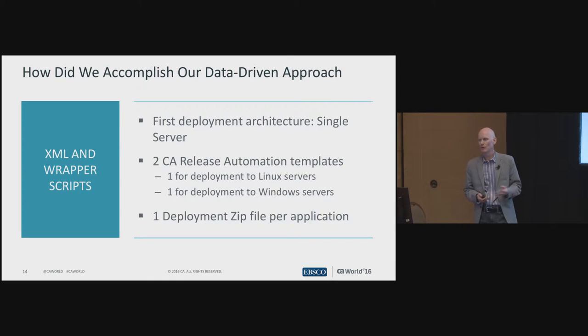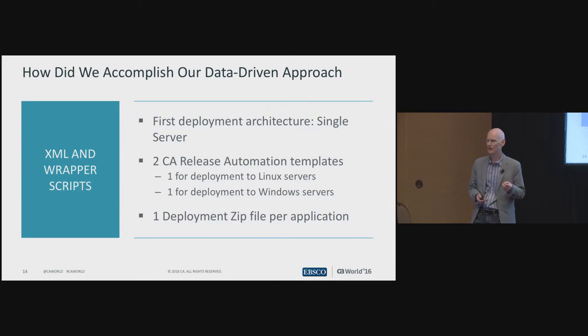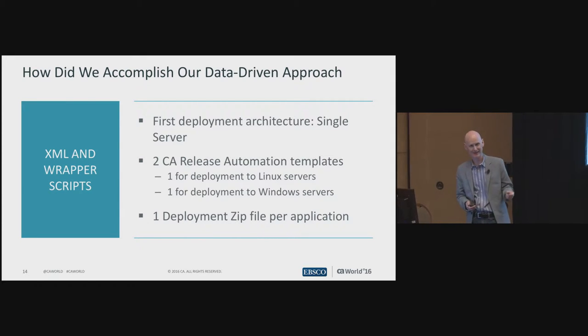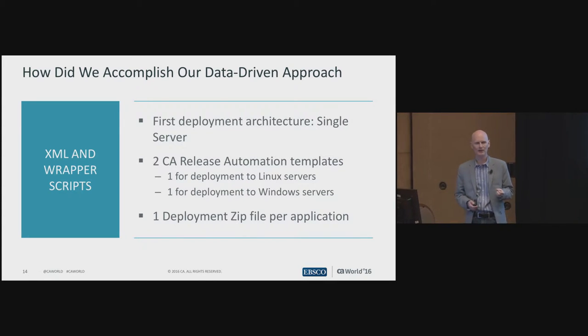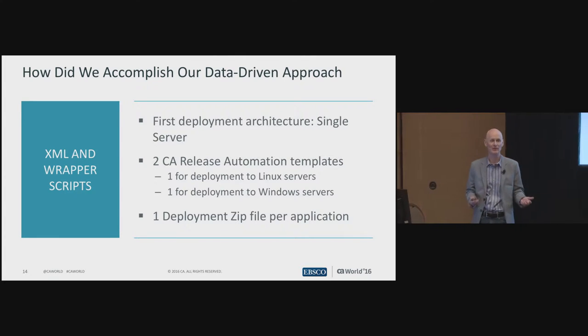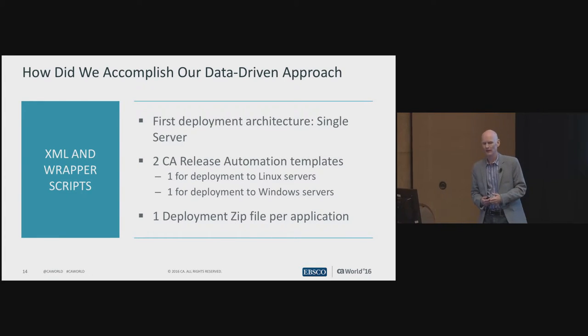So, to do this, we first selected our simplest deployment architecture, that of a single server deployment architecture, then created our first two deployment templates in RA. I wanted this to be one template, but the Windows and the Linux templates had to be just a little bit different, and so we ended up with two. And then we created a contract for our users for taking advantage of those templates in RA that is represented by what we're calling a deployment zip file, which has important components, or is composed of important components, including XML and wrapper scripts.